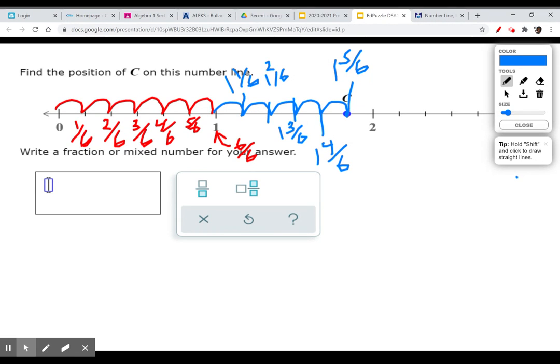So 1 and 5/6. And I want to emphasize it's 1 and 5/6 because we're past 1 on the number line. Okay, so therefore, like if I was right here, this would be 2 and 1/6, 2/6, 3/6, which could actually be reduced to 2.5. All right, now you give it a shot.